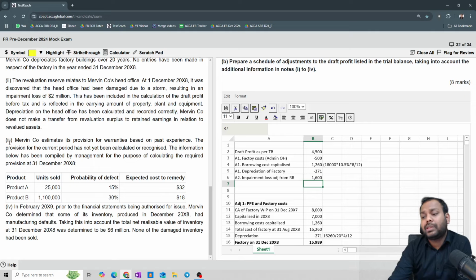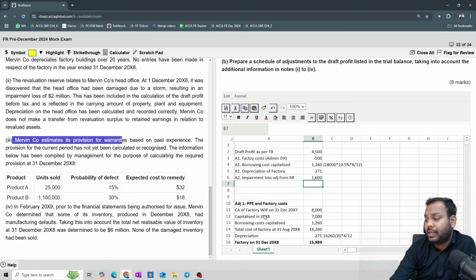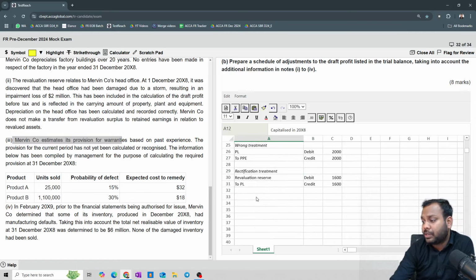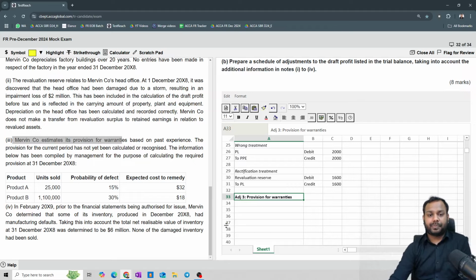Now adjustment number 3, it says Mervyn company estimates the provision for warranties. So let me write here adjustment number 3, provision for warranties.